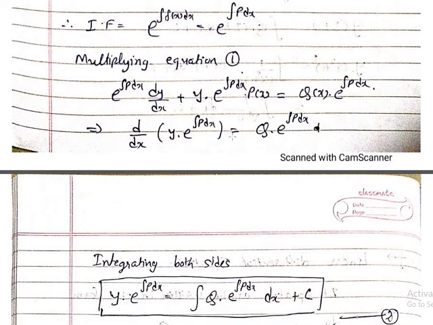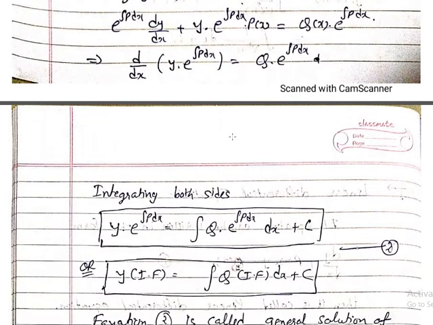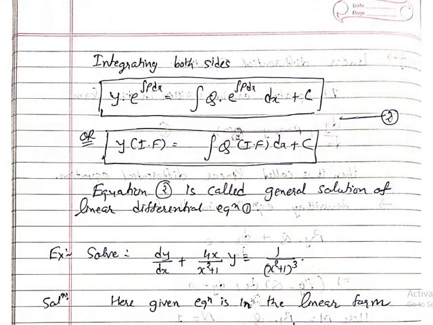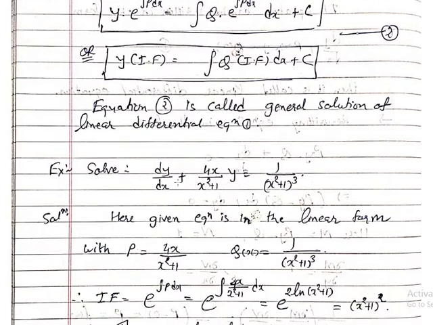So now you have to integrate both sides. Integrating both sides, that will give you y into e raised to integral P dx is equal to integral Q into e raised to integral P dx, plus c. So y into IF is equal to integral Q into IF dx plus c. Okay, so this is the general solution of the equation.